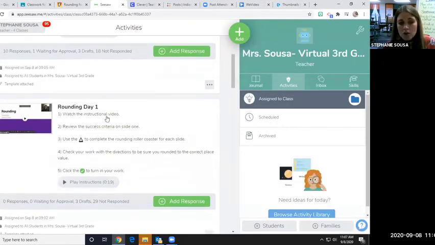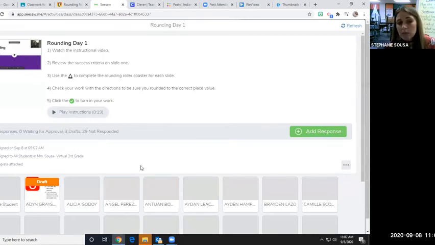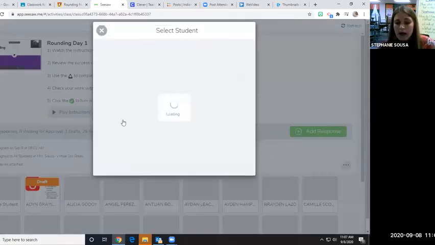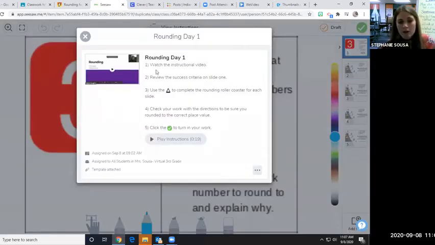On Seesaw, you have been given an assignment, and some of you have already turned this in, but I've looked at it and it has not been done correctly. So now that you've seen the lesson and we've talked through this, if you've turned it in, I want you to go back and check your work. So I'm going to add a response here. I don't remember what my directions are. I guess I should click View Instructions. There we go. And look, Miss Sousa is so nice, she even reads them to me.